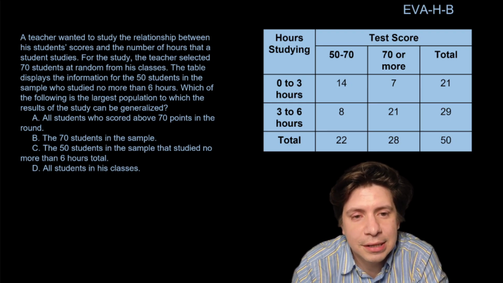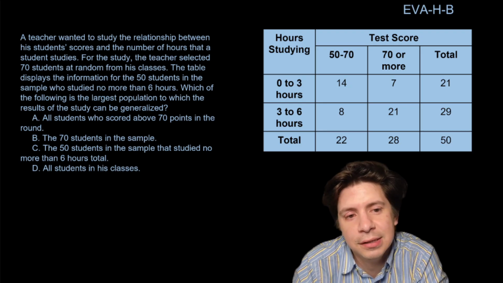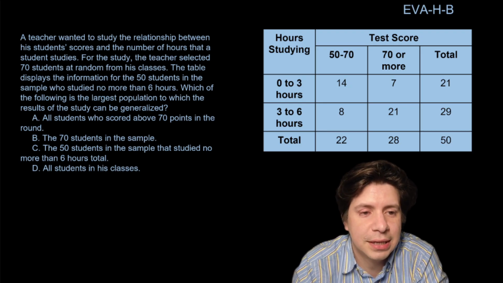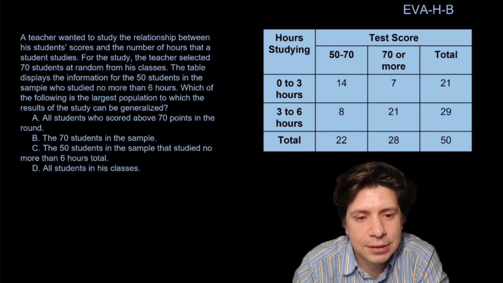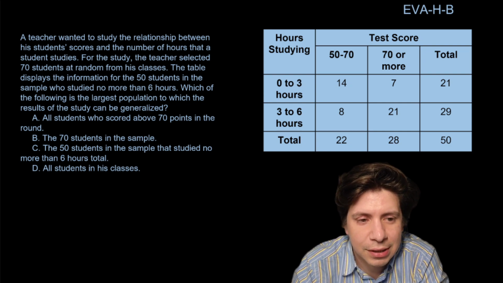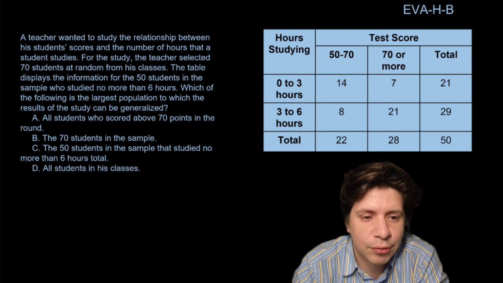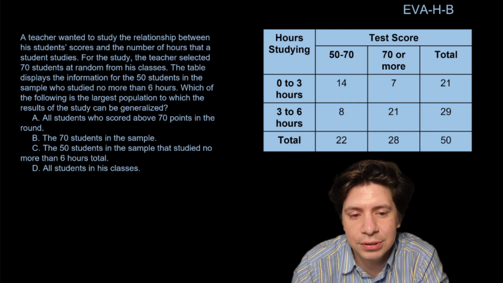A teacher wanted to study the relationship between a student's scores and the number of hours that a student studies. For the study, the teacher selected 70 students at random from his classes. The table displays the information for the 50 students in the sample who studied no more than 6 hours. Which of the following is the largest population to which the results of the study can be generalized? A, all students who scored above 70 points in the round. B, the 70 students in the sample. C, the 50 students in the sample that studied no more than 6 hours total. Or D, all students in his classes.